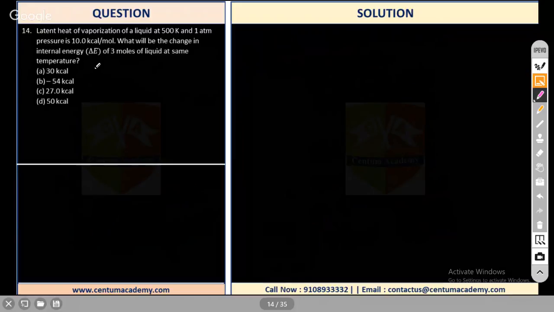Got it? Done? Okay, use the relation of enthalpy and internal energy. There is a formula or equation we have for enthalpy and internal energy. Use that.